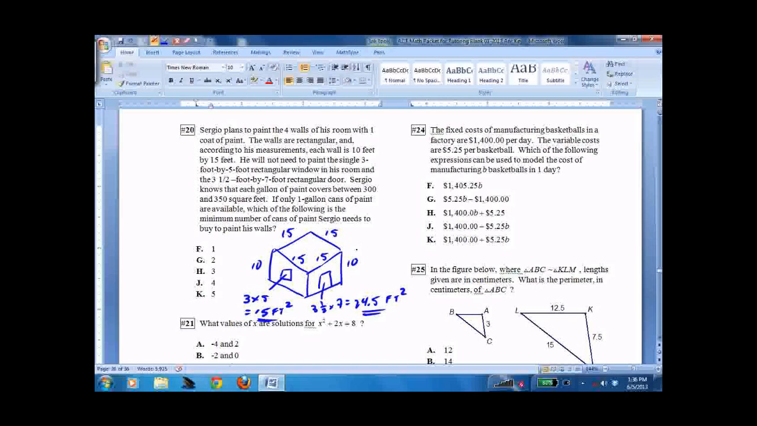So he knows that each gallon of paint covers between 300 and 350 square feet, and he can only get 1 gallon cans. What's the minimum number he needs? Well, all 4 walls, and then subtract out these. So 4 times 15 times 10 is 600 feet squared minus 15 minus 24.5 gets us to 560.5 feet squared. It only covers 350. If we get 2 gallons, it's 700. So 1 is not enough, 2 is more than enough. So we need 2 gallons.